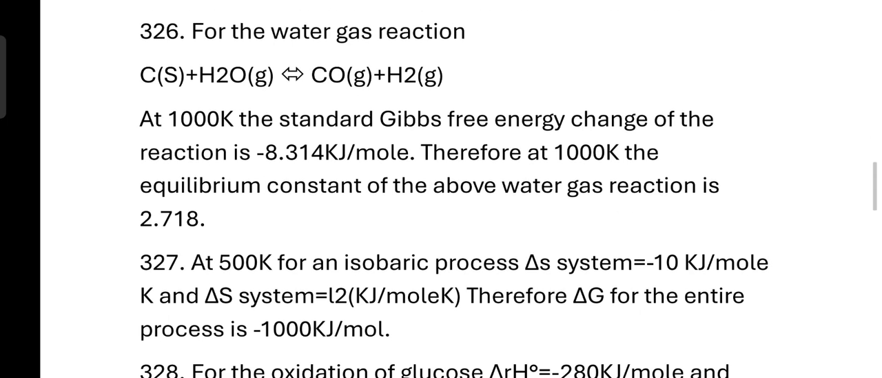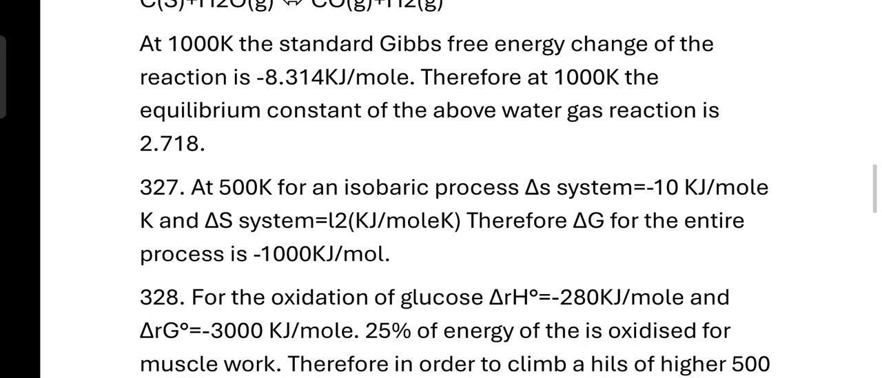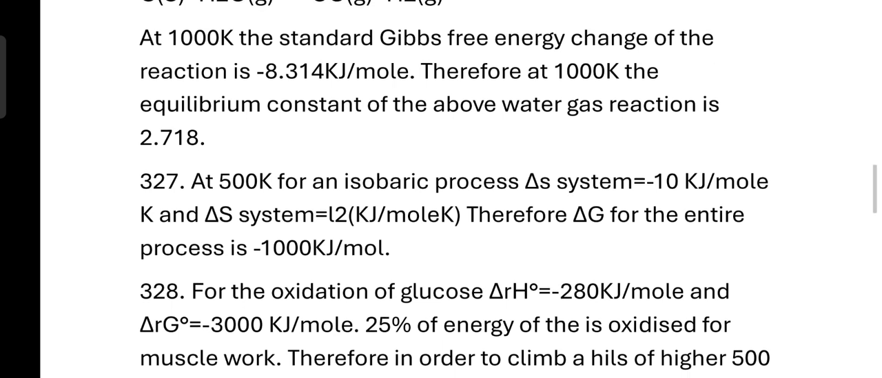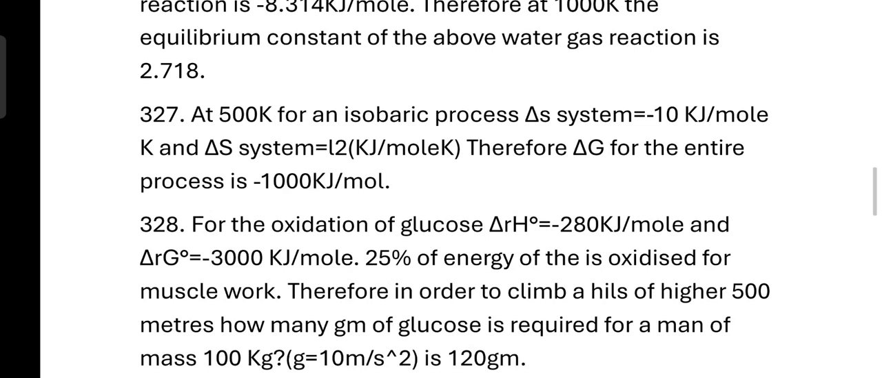For the water gas reaction, C solid plus H2O gas gives CO gas plus H2 gas. At 1000 K, the standard Gibbs free energy change of the reaction is minus 8.314 kJ per mole. Therefore, at 1000 K, the equilibrium constant of the above water gas reaction is 2.718.